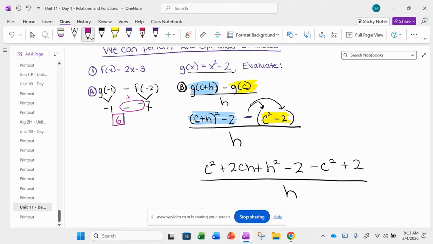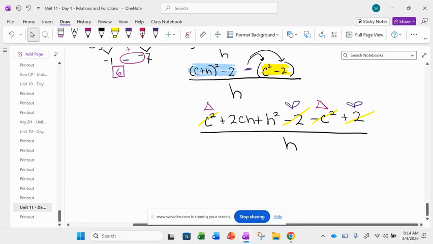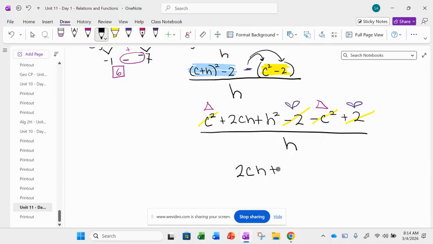Now let's look for our like terms. So I have a c squared and a negative c squared. What happens there? They cancel right out. I have a negative 2 and a positive 2. What happens there? They cancel right out. So now I am left with 2ch plus h squared all over h.